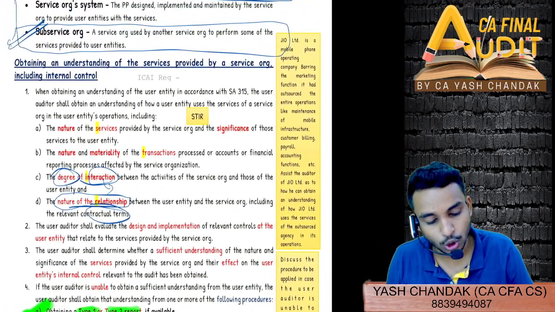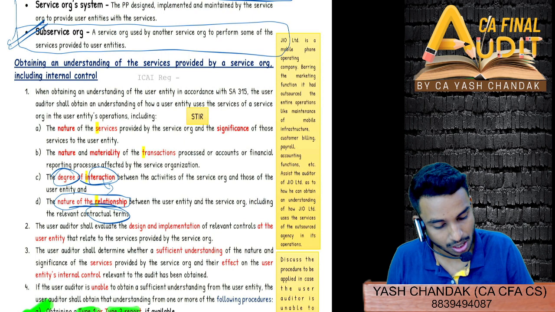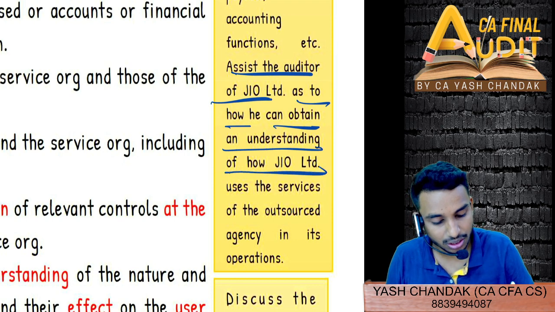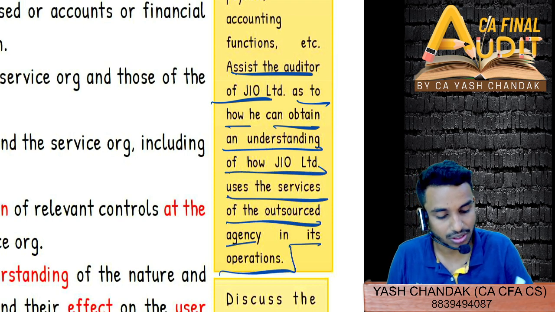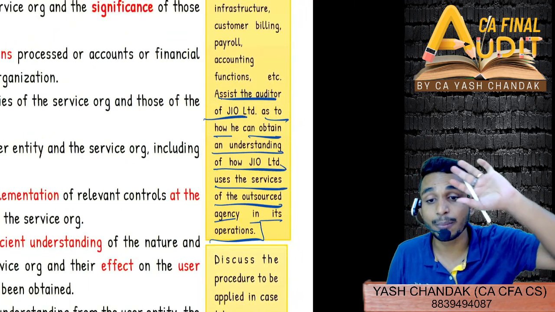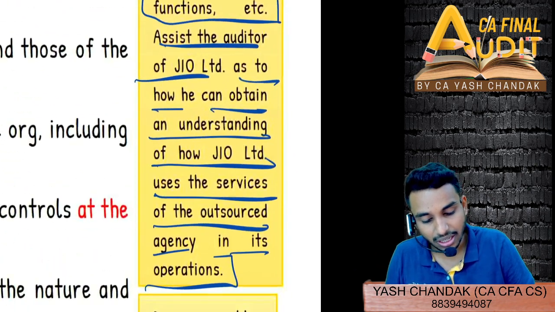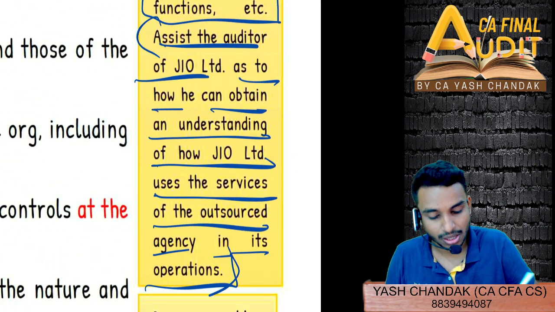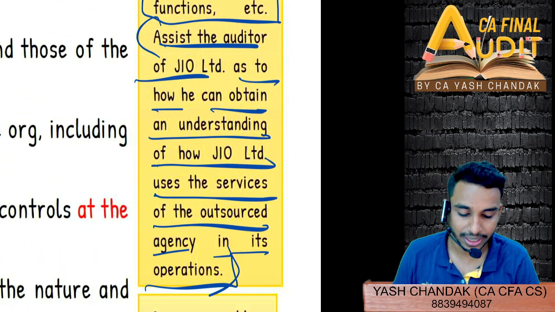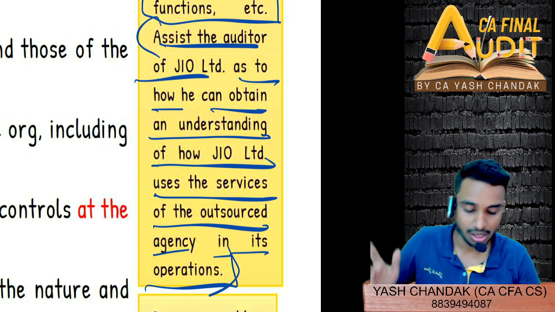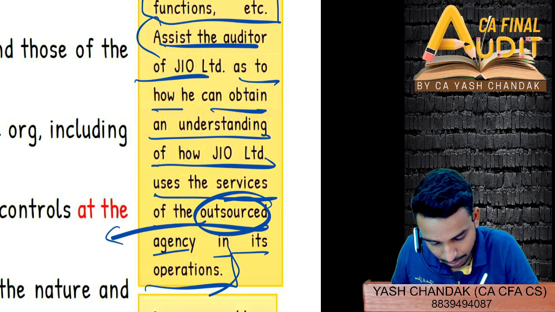So you can see the Geo Limited mobile question. Here you have to assist the auditor of Geo Limited as to how he can obtain an understanding of how Geo Limited uses the service of the outsourced agency in its operation. So see, even if I didn't read the above question, I could just simply know the answer by reading this. Assist the auditor as to how he can obtain an understanding of how Geo Limited uses the service of the outsourced agency. An outsourced question definitely means SA 402.